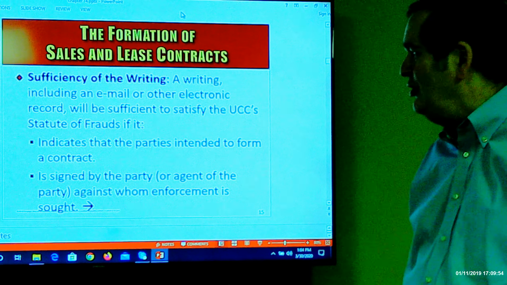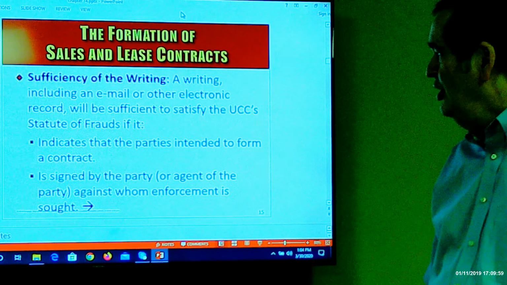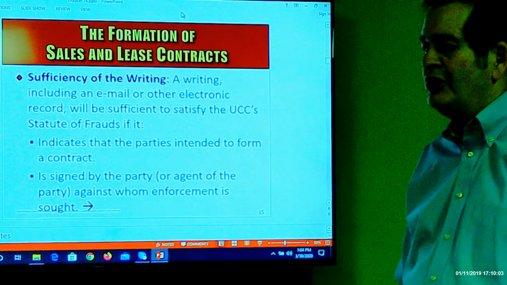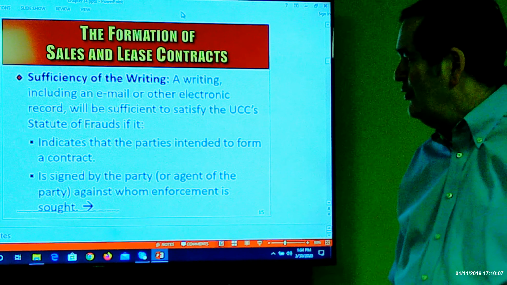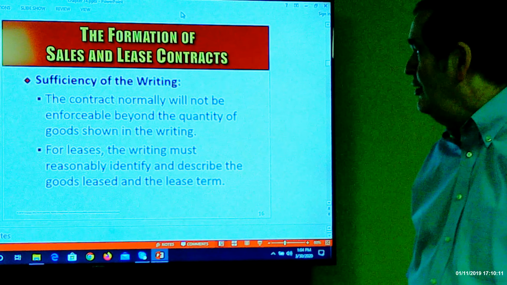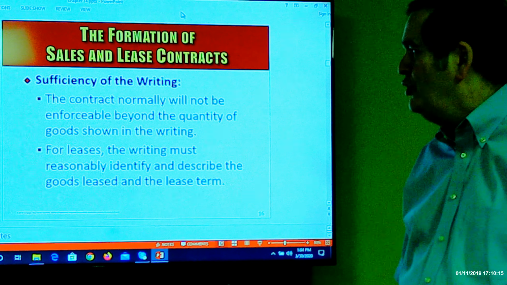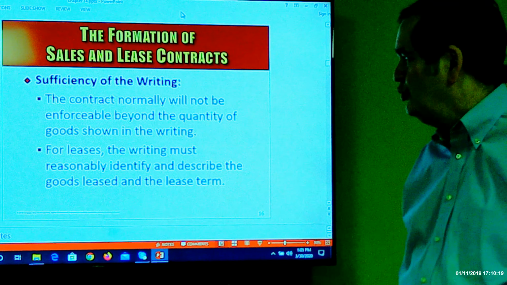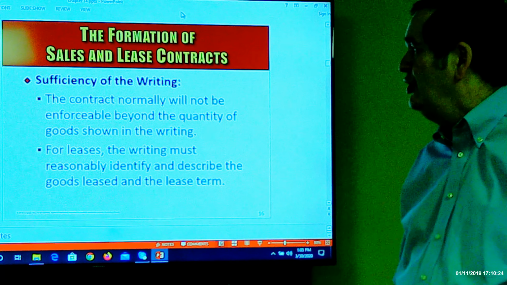A writing can include any email or other electronic record, as long as it indicates that the parties intended to enter into a contract, and there is some sort of signature against whom the enforcement is sought. And we talked about in e-contracts how that can be a check the box or other types of substituted signature. Usually it won't be enforceable beyond the amount of goods shown in the writing. And for leases, it has to reasonably identify and describe the goods leased and the lease term.